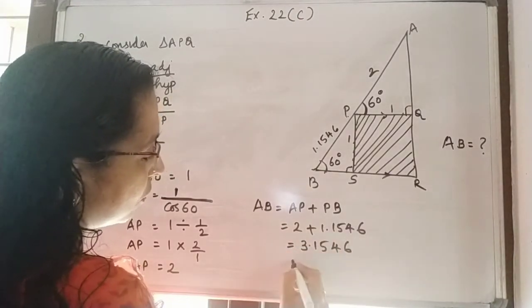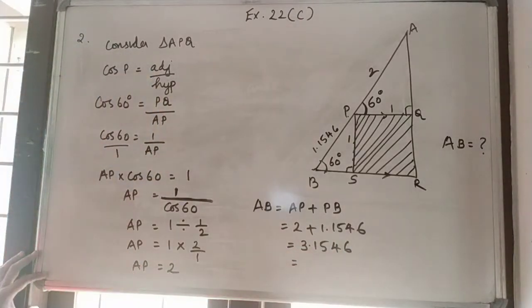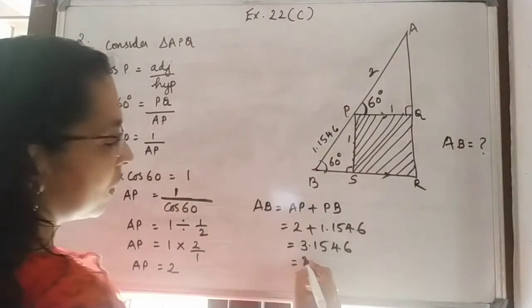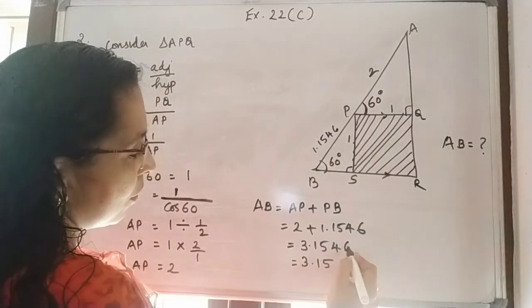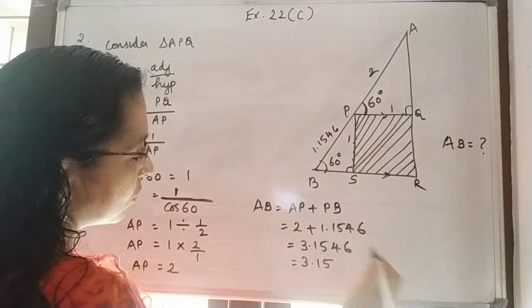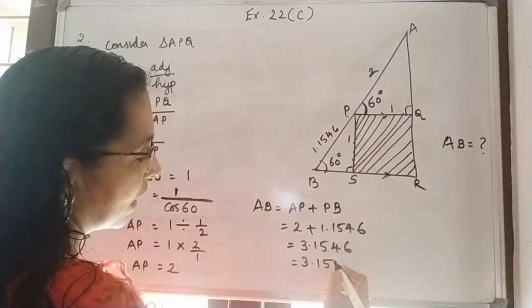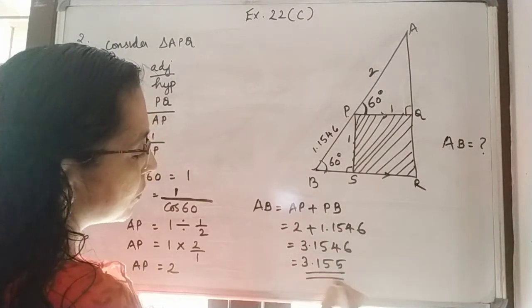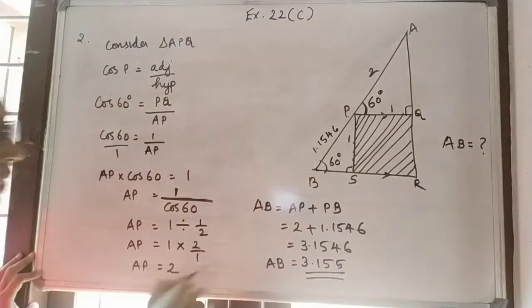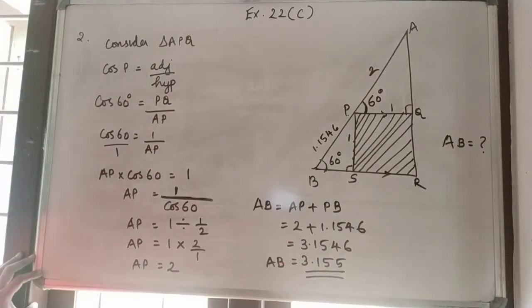3.1546. So we can correct that to 3 decimal places. 3.1546 means the digit is greater than 5, so we have to add 1 to the nearest one. So the 4 will become 5. So AB is equal to 3.155. So we got AB as 3.155 meters.